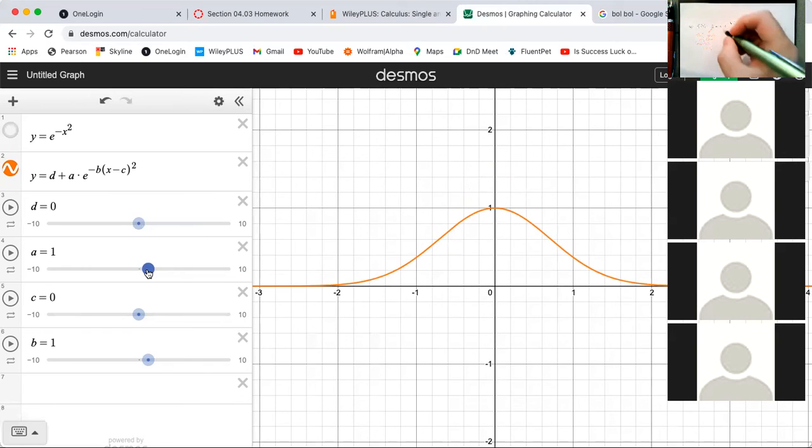So what's happening is that the graph is getting stretched vertically. So it's stretching the graph up and down. We're not moving anything. The horizontal asymptote stayed where it is. It maintained the horizontal asymptote.